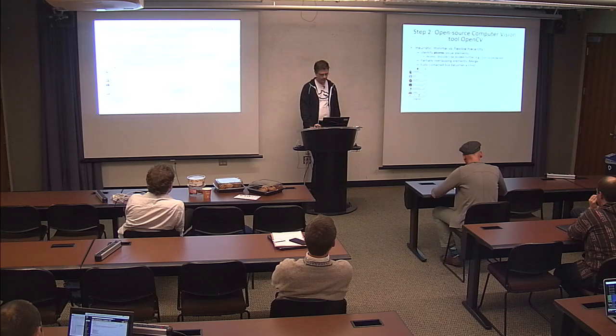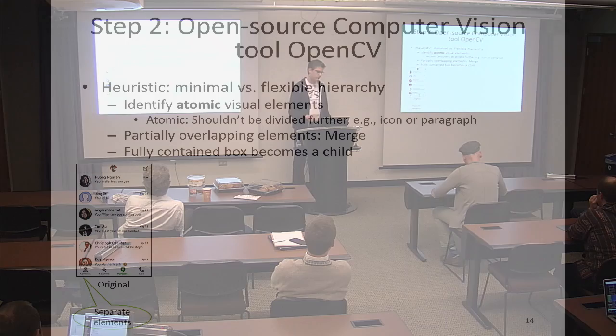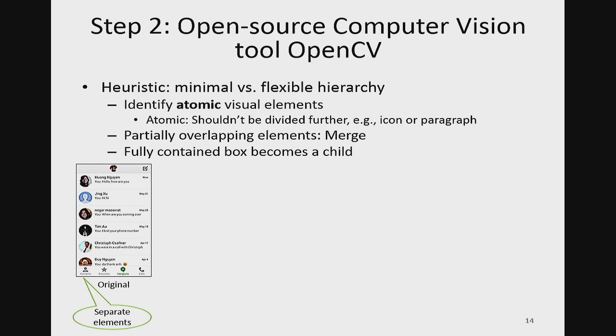OK, so we use a standard computer vision tool, OpenCV, where we try to identify the atomic elements, which are things that should not be further subdivided. Because sometimes there are things very close by that should really belong in the same image, and we want to make sure that they do not lead to separate images.